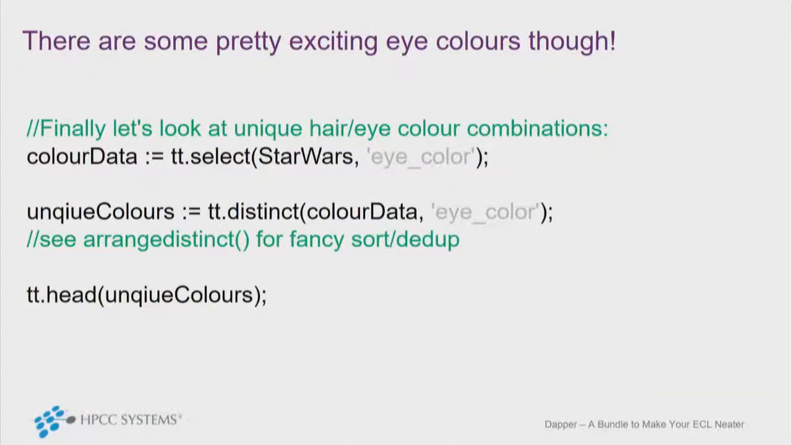There's also some pretty exciting eye colors. We can do a select statement again, and here we see another functionality. This replaces your sort, dedupe, distribute with a single command, which is tt.distinct, which will distribute by all your columns, sort them, and deduplicate, with all the locals put in for you. If you would like to do something more fancy, so let's say you wanted the most recent date, so you'd want to add that date as a sort parameter but not as a dedupe parameter, you can use arrange distinct, which will allow you to vary the things that you're spreading out on and arranging on.